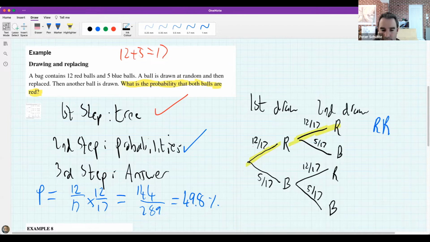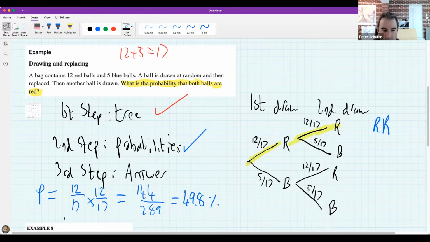Sir, can you hear me? I can hear you, yeah. So I wanted to ask, for the first 12 over 17, and then the second one, I thought it would be 5 over 17 instead of 12 over 17, because it would need to give you 1, like to equal 1. I thought that's how it's supposed to work.